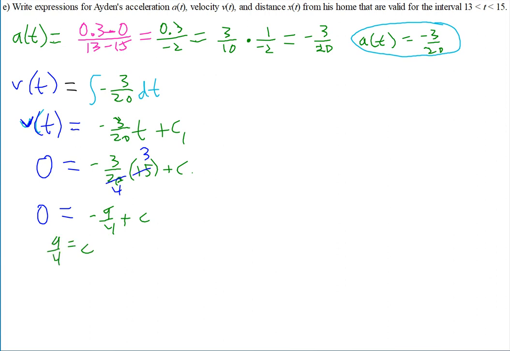So now we can write our velocity function now that we know what that is. Put it right in there. And now we know v of t on that interval, this velocity function, is negative 3 over 20 t plus 9/4.